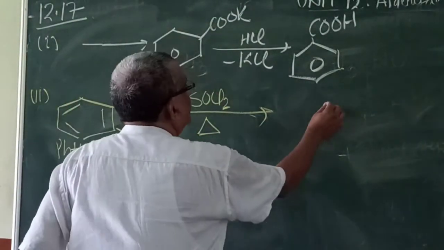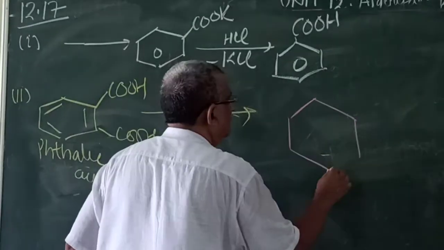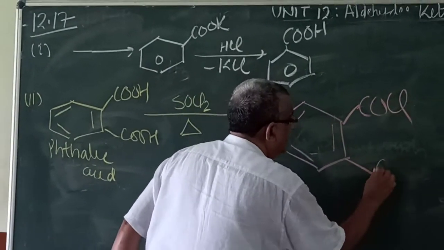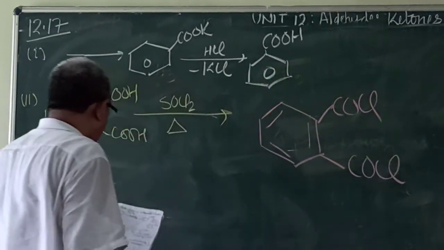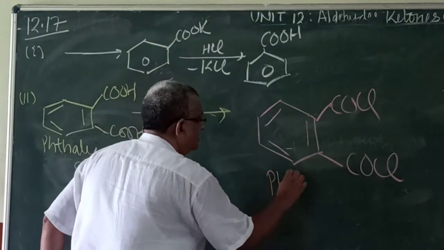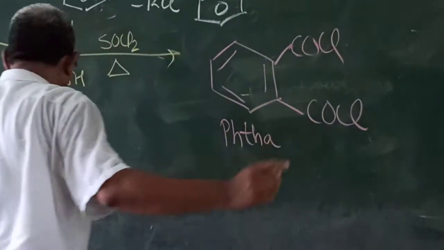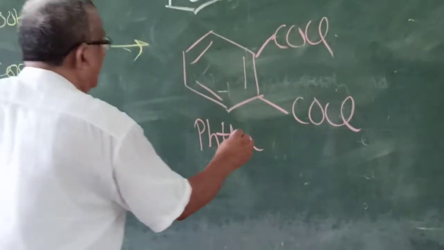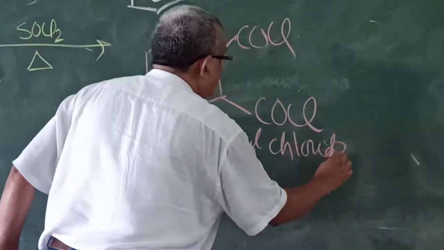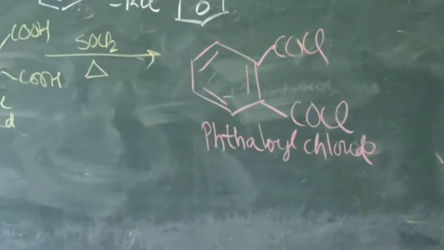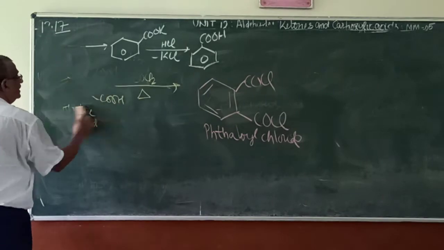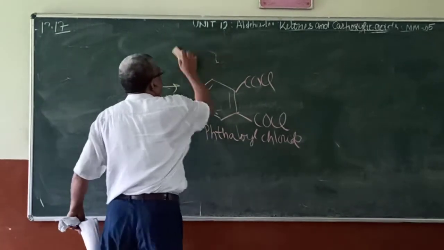Now, what will you get here? Please see here. You will get this compound, COCl. What is the name of this compound? Phthaloyl chloride. Phthaloyl chloride. Let us come to the third part. Note down these very carefully, please.